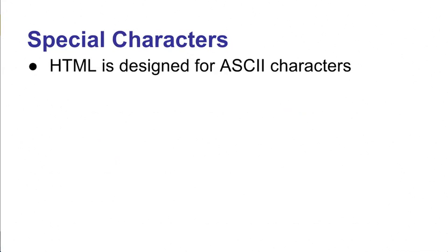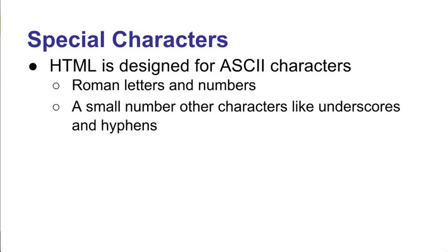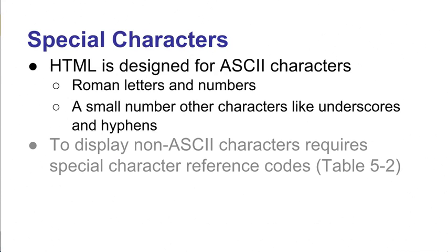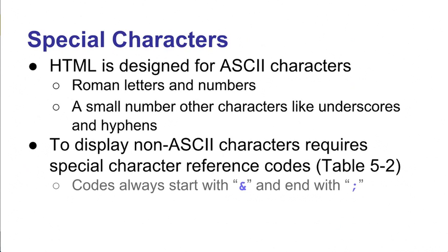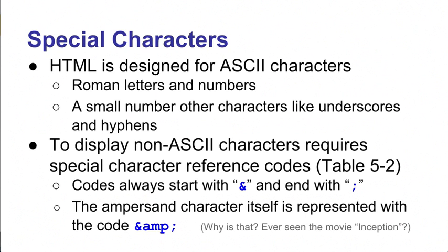We conclude with a little bit about special characters in HTML. Recall that HTML was originally designed for sharing text physics papers with a few hyperlinks mixed in. As such, it only allows plain text, letters, and numbers, plus a few useful grammatical symbols like underscores and hyphens. In order to display more specialized characters, we have to resort to character codes. A list of some of the more common ones are given in Table 5-2 in your book. Such codes always start with an ampersand and end with a semicolon. One quirk of this system is that the ampersand itself is represented with a character code.